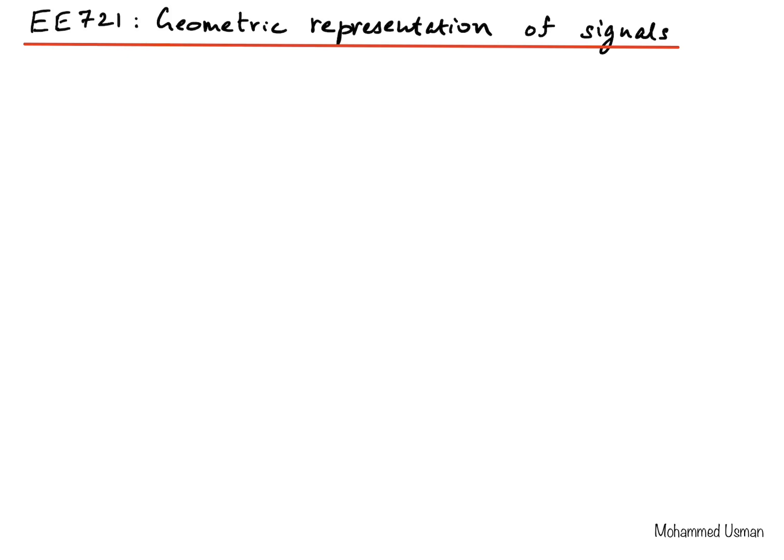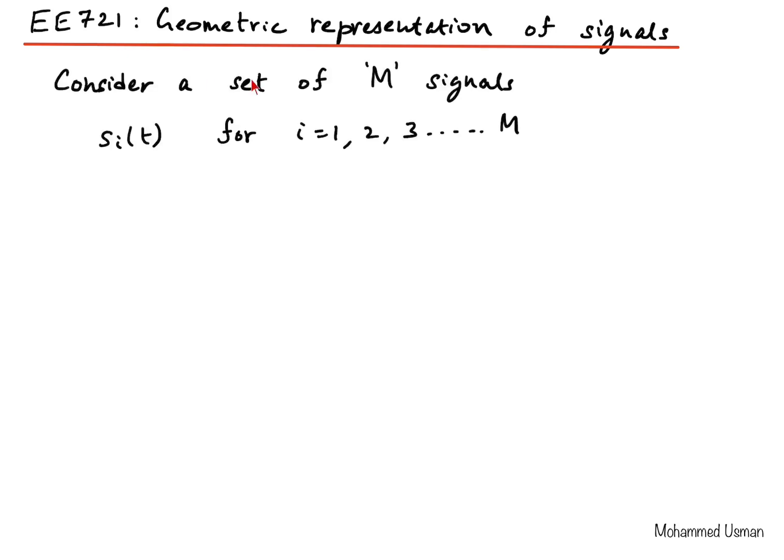So today we are going to start off with that discussion. Suppose we have a set of signals. We consider a set of M signals, which we denote as Si of t for i equals 1, 2, 3 up to M. So that's S1 of t, S2 of t, S3 of t up to Sm of t. That's a set of M signals, and we want to represent them as vectors in an n-dimensional space.